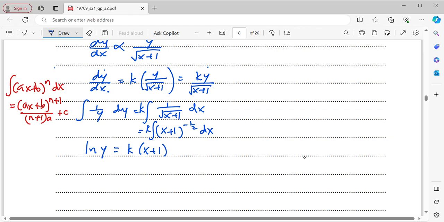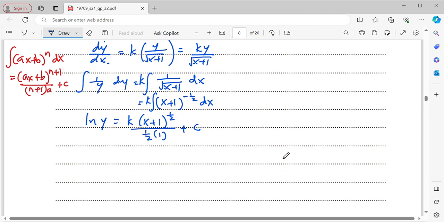So minus half plus 1 is going to be half. Then divided by half, and integrating 1 for x plus 1, followed by plus c. Now I will simplify. So k divided by half is basically moving up the half, it becomes 2, so 2k. The power half of x plus 1 becomes square root of x plus 1. Then plus c. Here is ln y.